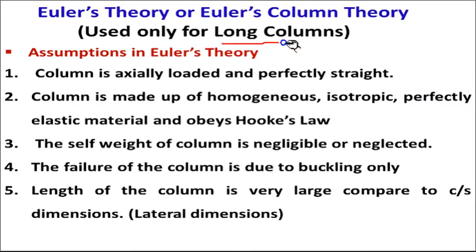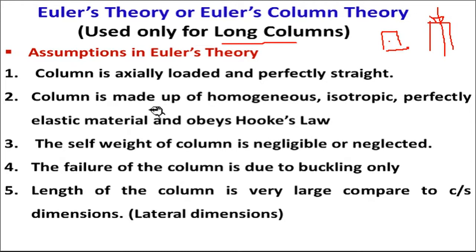Euler's theory is only used for long columns, and there are certain assumptions while deriving Euler's equation. The first assumption is that the column is axially loaded and perfectly straight. Whenever this column is there, the load must act on the axis only. Axis means, if this is the rectangular cross section of the column, it should act at the centroid, and that column should be perfectly straight.